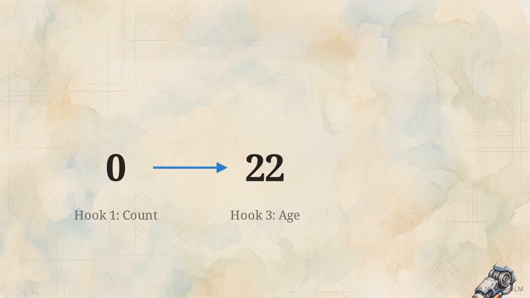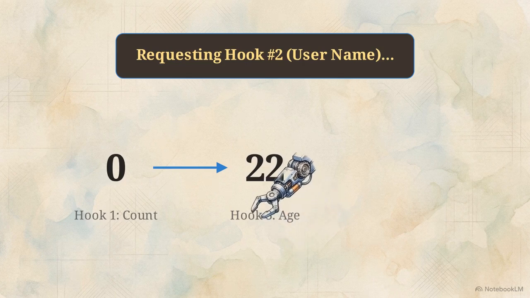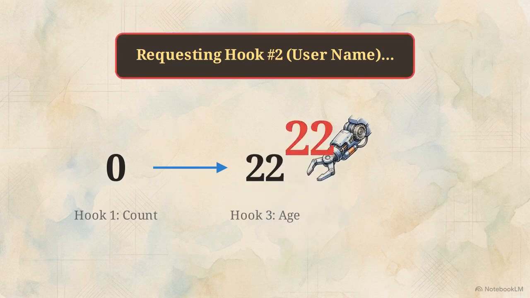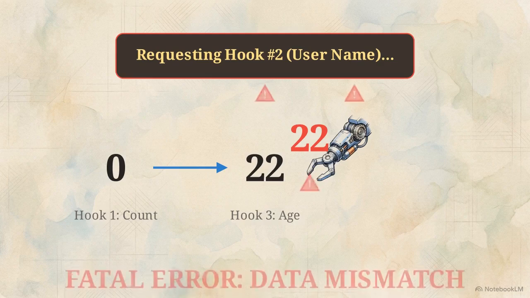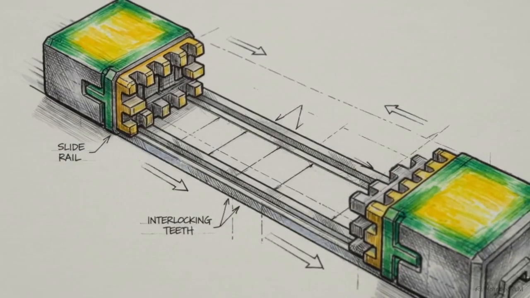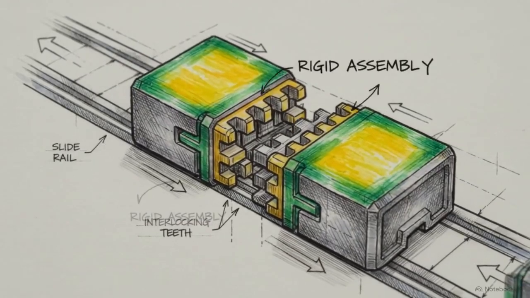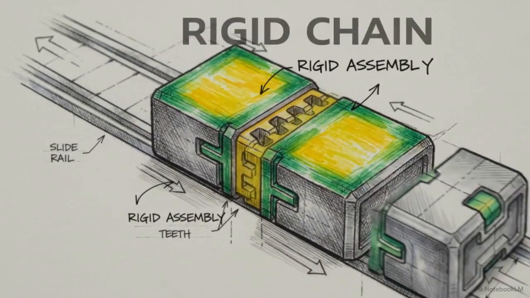When the code asks the memory card for the user's name, it reaches into the second slot, but instead of the name, it pulls out the user's age and hands over the number 22. This is why React has a strict, non-negotiable rule. Developers must never put hooks inside loops, if-then rules, or nested functions. These rules are not arbitrary developer punishments. They are structural necessities required to keep the memory chain perfectly aligned.